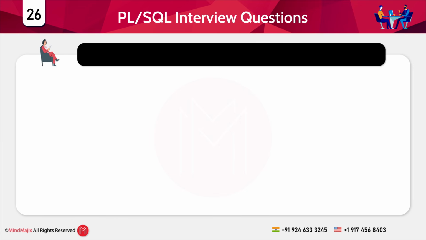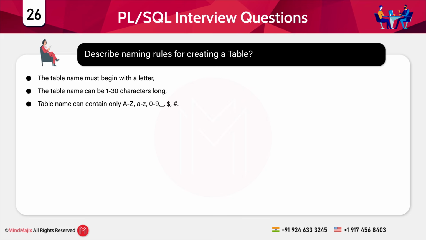The next question is, describe the naming rules for creating a particular table. There are a few rules, or you can say guidelines, that must be followed for creating a table. Those guidelines are, the table name must begin with a letter, and the table name can be 1 to 30 characters long. So 30 is the size of the name of the table.